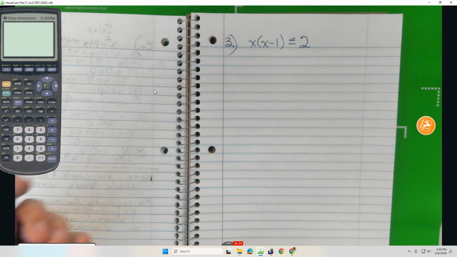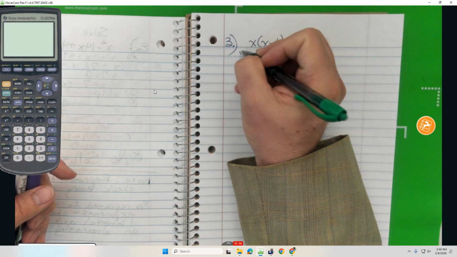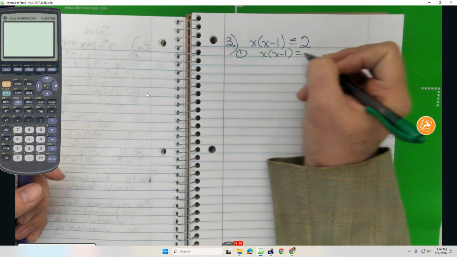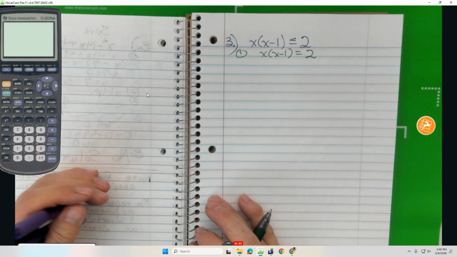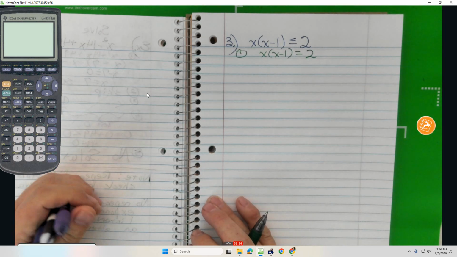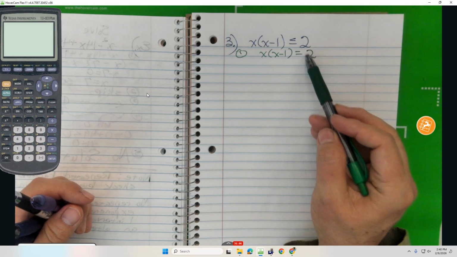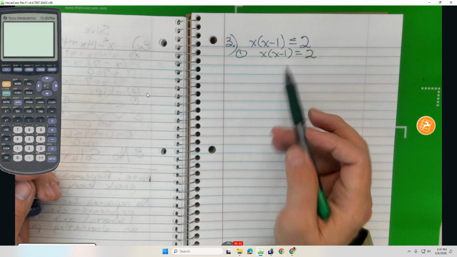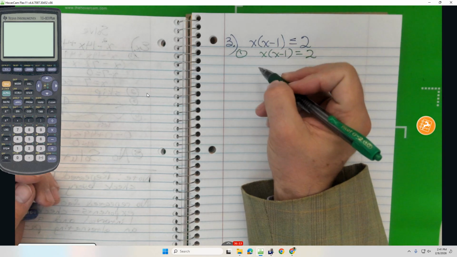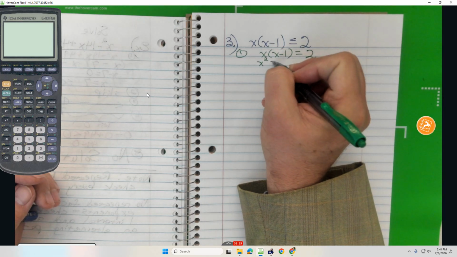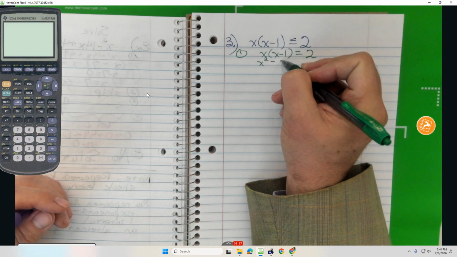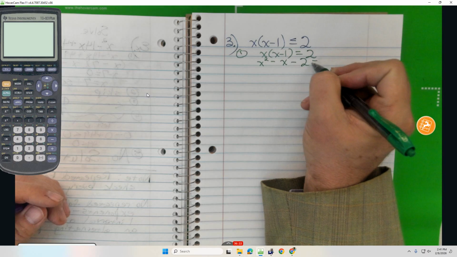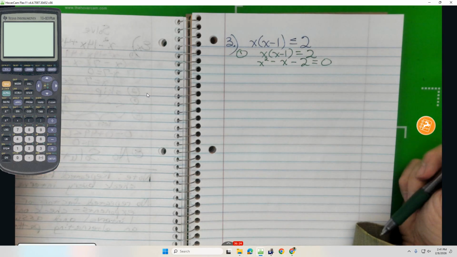So, step 1, replace the less than or equal to with an equal sign. Too bad that's not a 0 there, so we're going to have to get rid of the parentheses by distributing the x. That'll give me x squared minus x, and then I'll move that 2 over to get minus 2 equals 0.